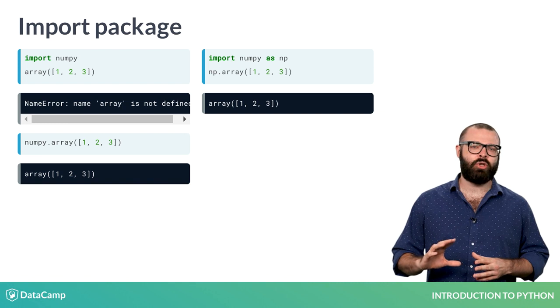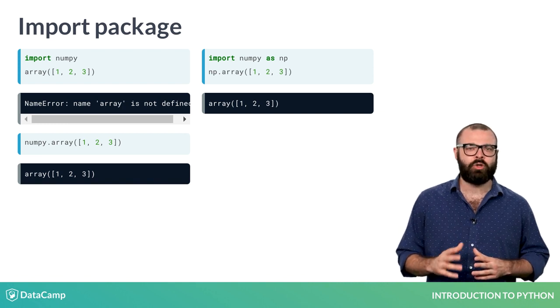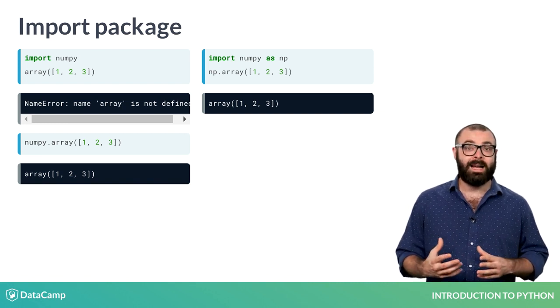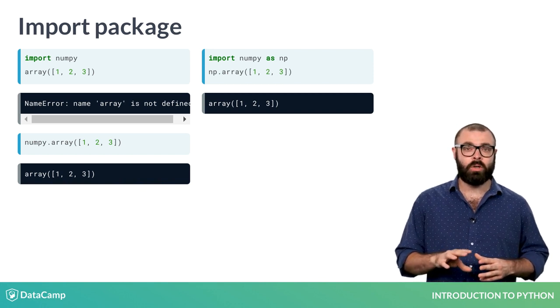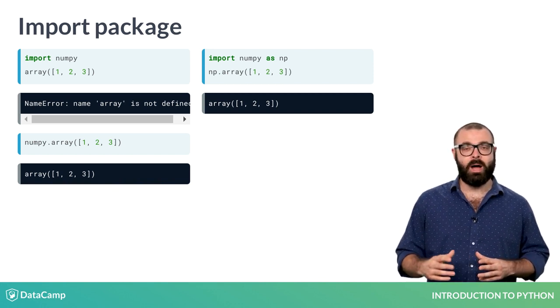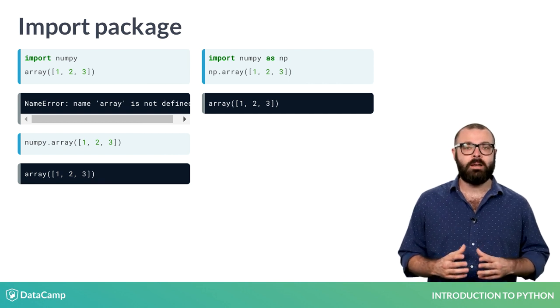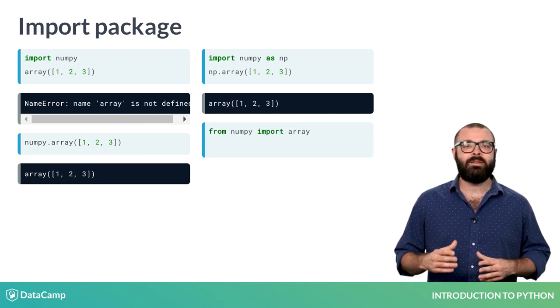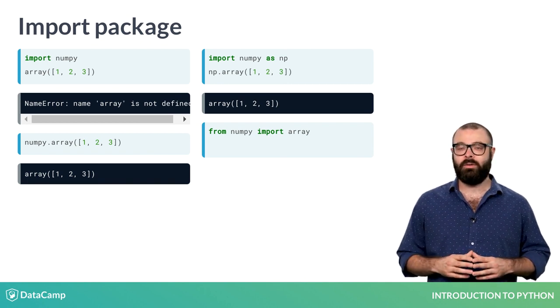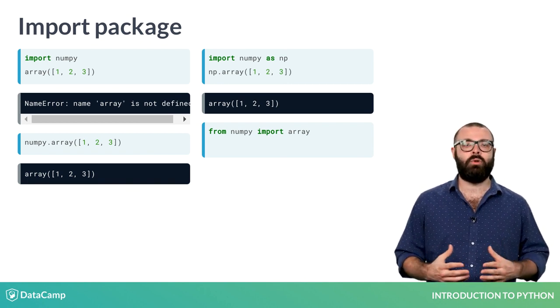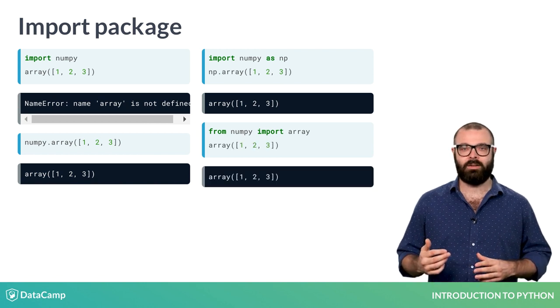There are cases in which you only need one specific function of a package. Python allows you to make this explicit in your code. Suppose that we only want to use the array function from the NumPy package. Instead of writing import numpy, you can instead write from numpy import array like this. This time, you can simply call the array function like this. No need to use numpy dot here.